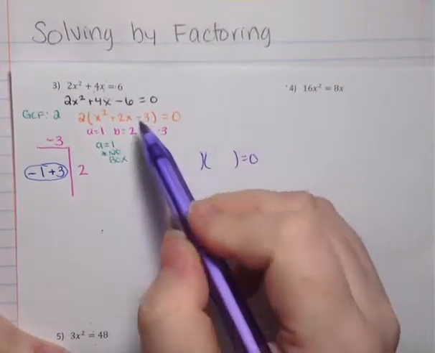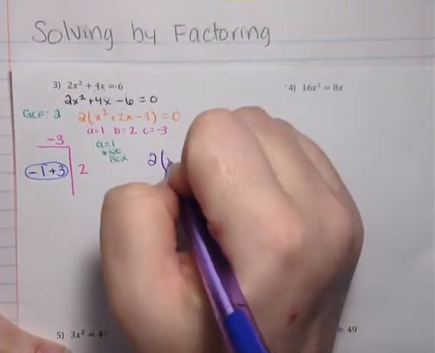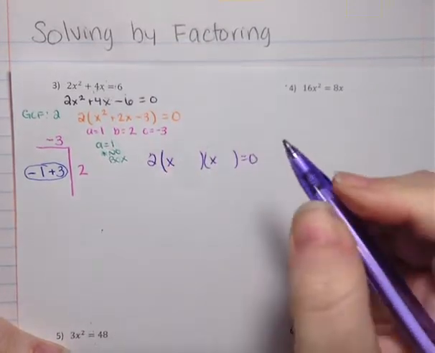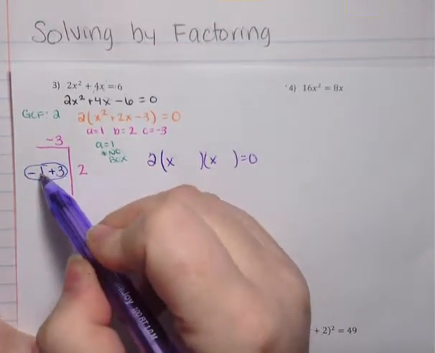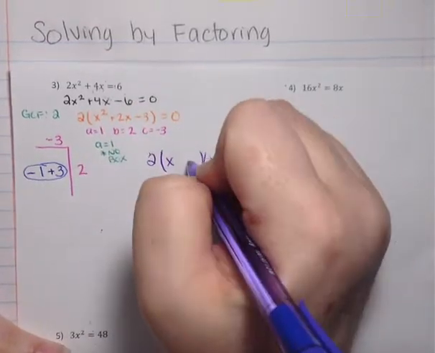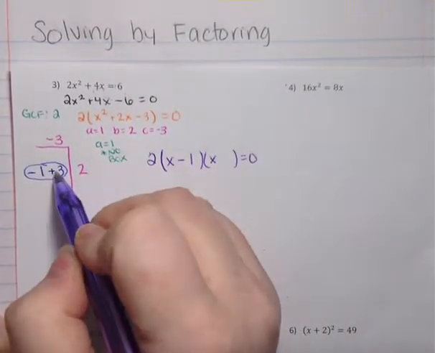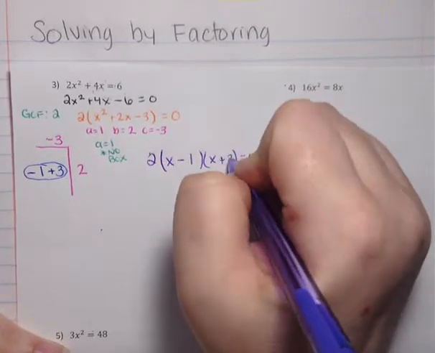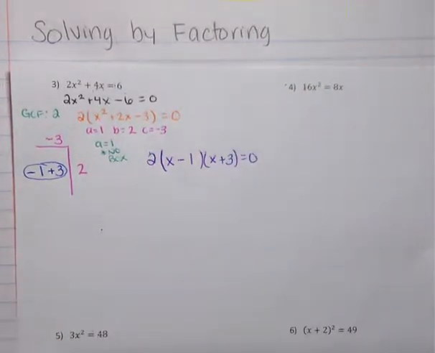Each set has to have that same variable of just x, so we're going to put x in the front of both of these. And then we're going to use our MACAB numbers to fill in the rest of the parentheses. So we have a minus 1, so we put minus 1. Then we have a positive 3, we're going to put positive 3. So we have factored it, now we have to solve it.